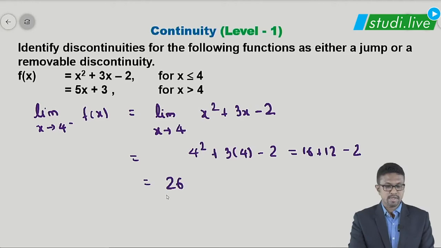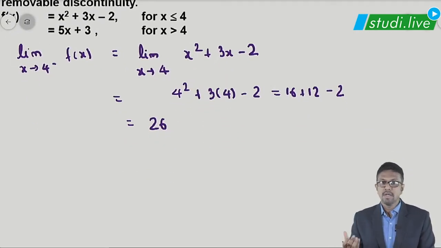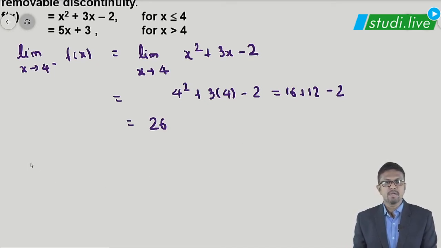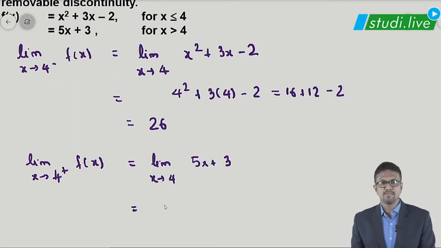Now let us check what the right hand limit is. If it comes out to be equal to 26, then of course the function has a removable discontinuity, or we can say it is continuous for the given values. So limit x tends to 4 plus f of x will be equal to limit x tends to 4 of 5x plus 3. So let us apply the value of x as 4. So this is 5 into 4 plus 3, so that is 20 plus 3, which is equal to 23.